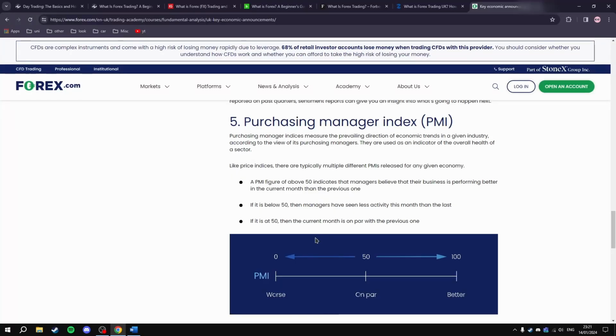So it measures the prevailing direction of economic trends in a given industry according to the view of its purchasing managers.